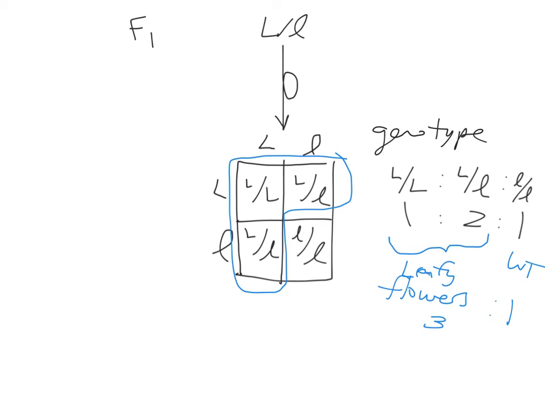But when there's dominance, you sum together that 1 and the 2 to get 3, and that's how you get the 3 to 1 ratio, phenotypes. So that's 1 to 2 to 1 genotype ratio, 3 to 1 phenotype ratio. And that's what's common for a monohybrid cross. You cross 2 individuals or self 1 individual that's heterozygous.